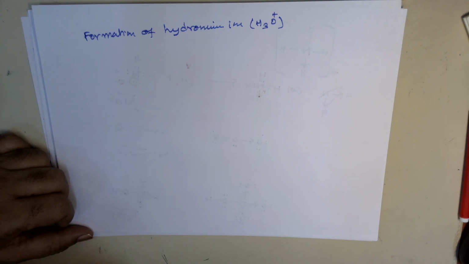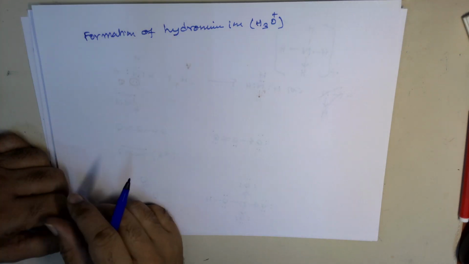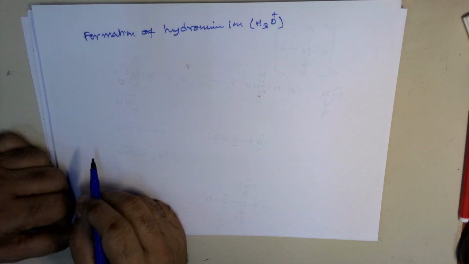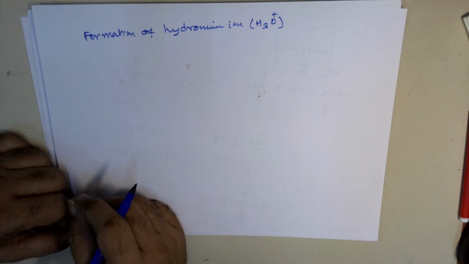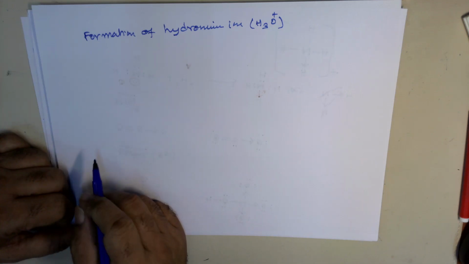Protonated water. Protonated water can also be called acidulated water. When you take some acid and drop it in water, then it becomes hydronium ion, protonated water. Okay. So hydronium ion. Good. Lightning fast.